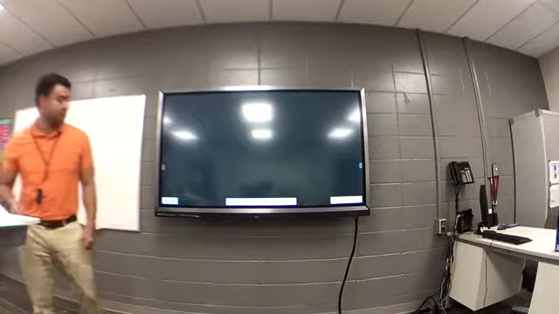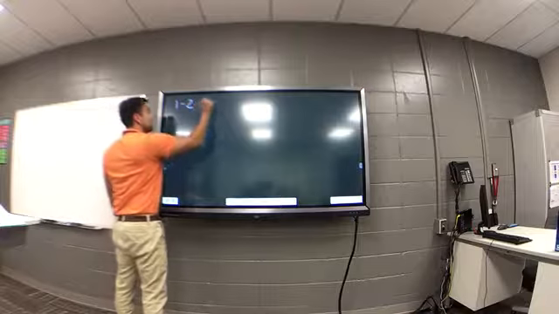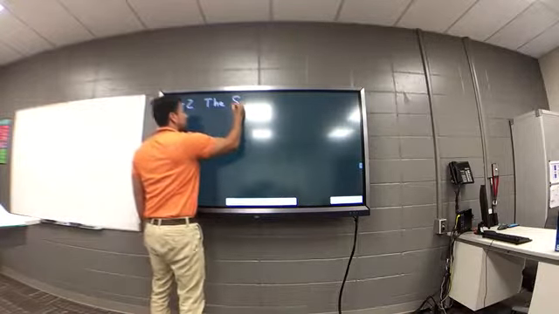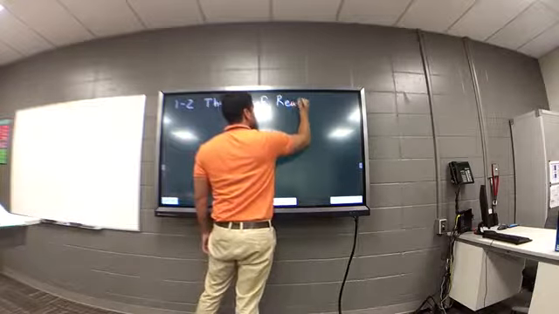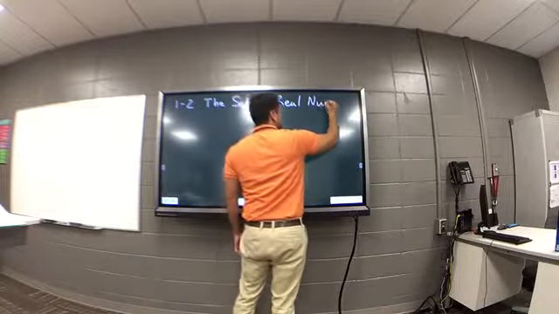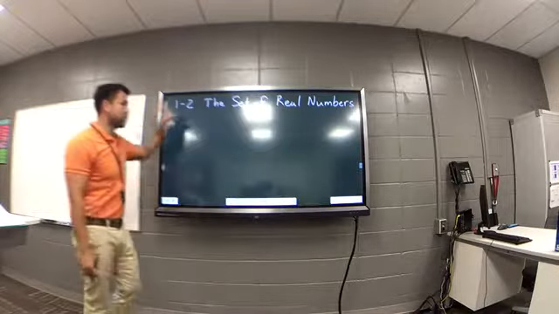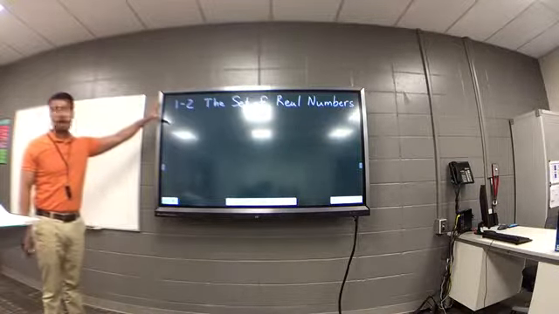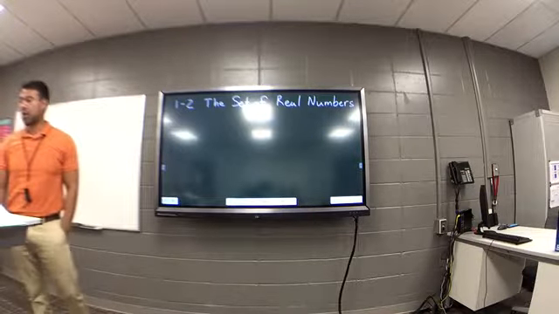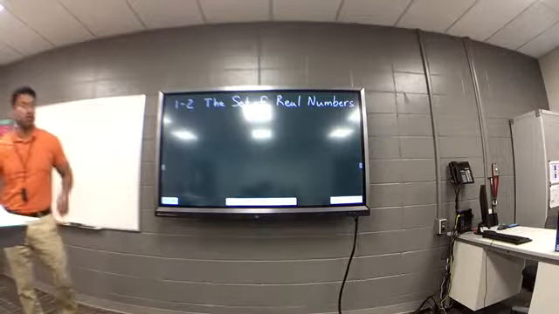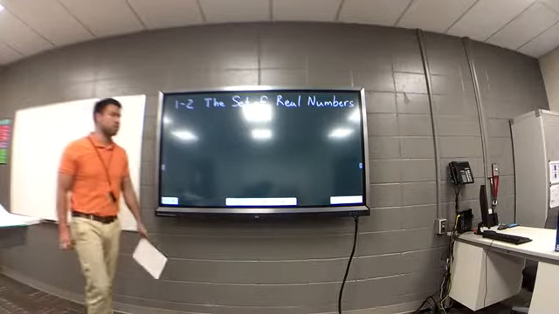We're on lesson 1-2, and we're talking about the set of real numbers. These should be in your notebooks. You should start writing your notes in your notebook, and then you should be on page 4 in your textbooks. I'm going to go through this review part a little bit quicker than the rest of the lesson because we do have a good amount.